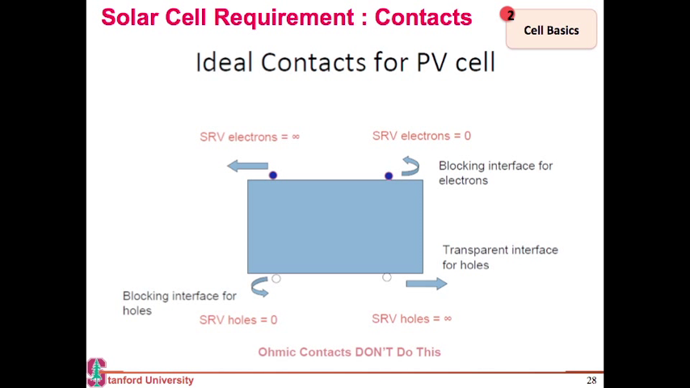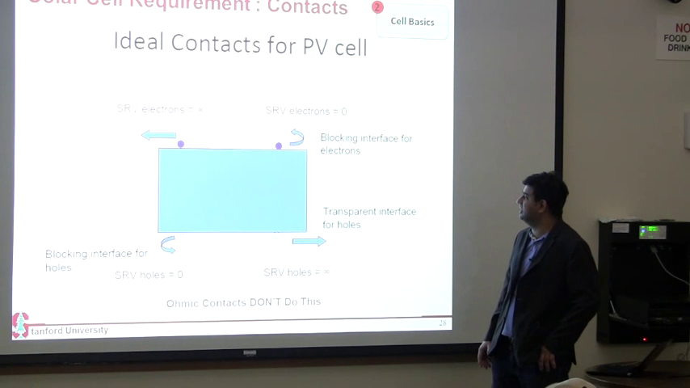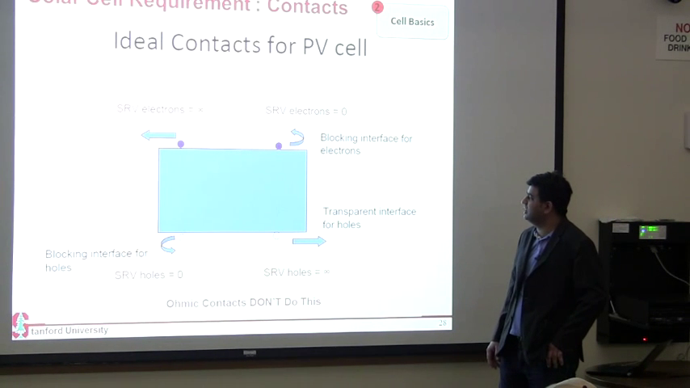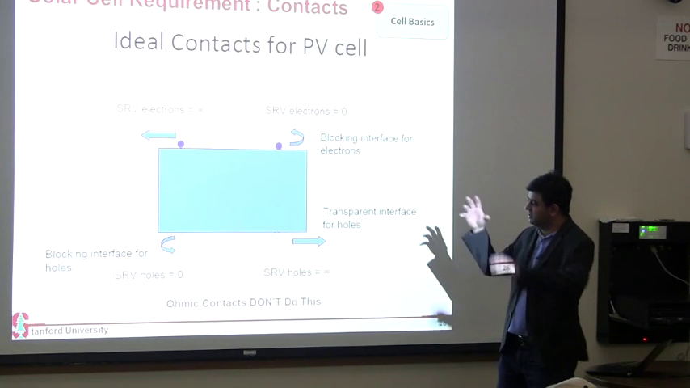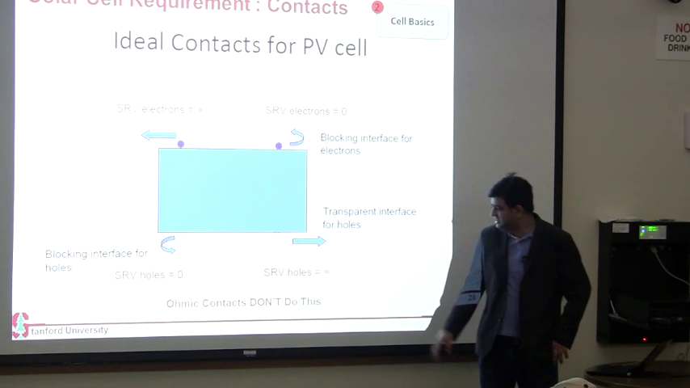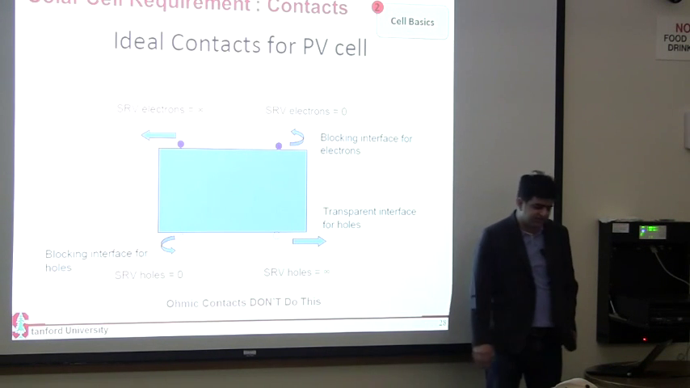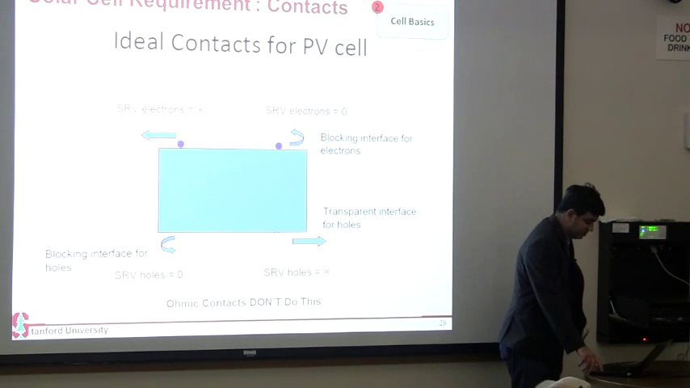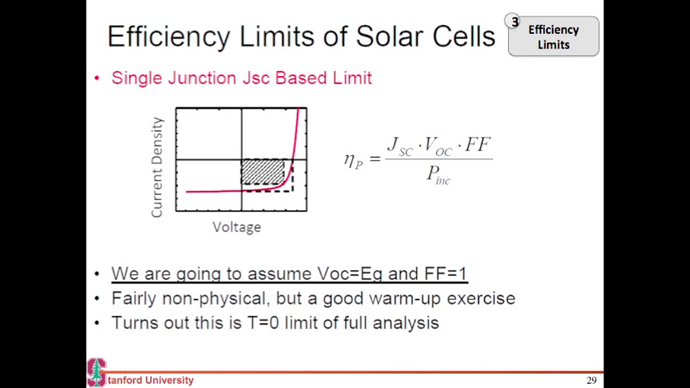Most ohmic contacts are selective to both electrons and holes. That's why some people engineer a junction to make it selective, but this is a limitation that ohmic contacts by default don't do it. So many times people need to make a p-n junction, or they need to introduce that heterostructure to do this. But this is more of a limitation of ohmic contacts and not a limitation of solar photovoltaic action.